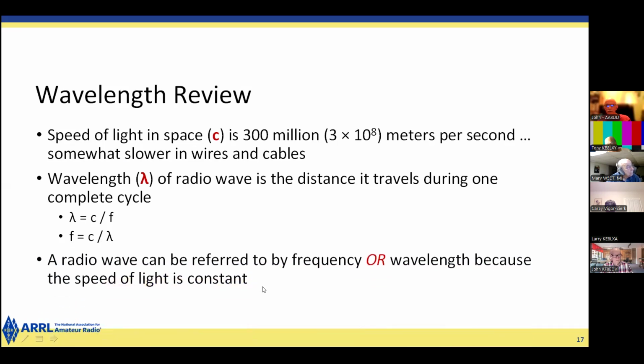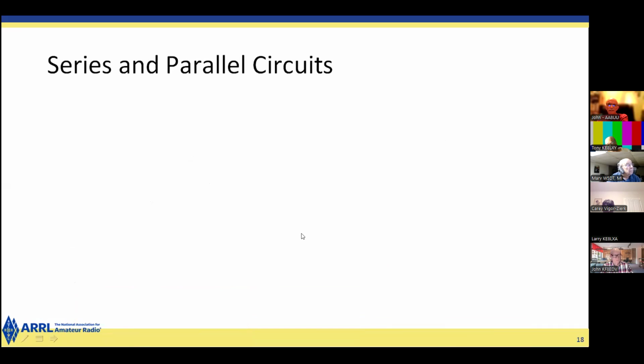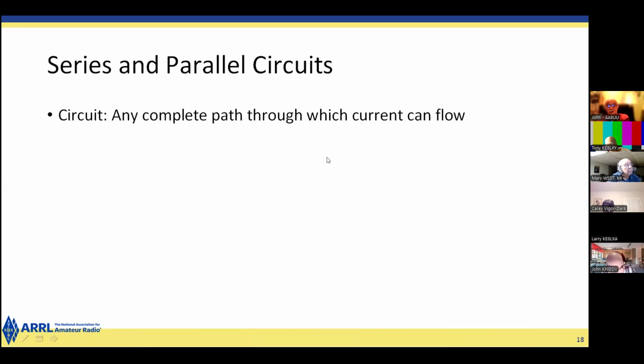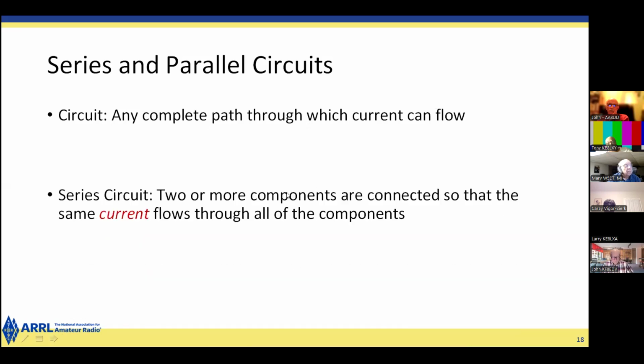The radio wave can be referred to by frequency or wavelength because the speed of light is constant, more or less. Series and parallel circuits. I think a lot of this is next week, but we're going to start here. Any complete path through which the current can flow, that is a circuit.